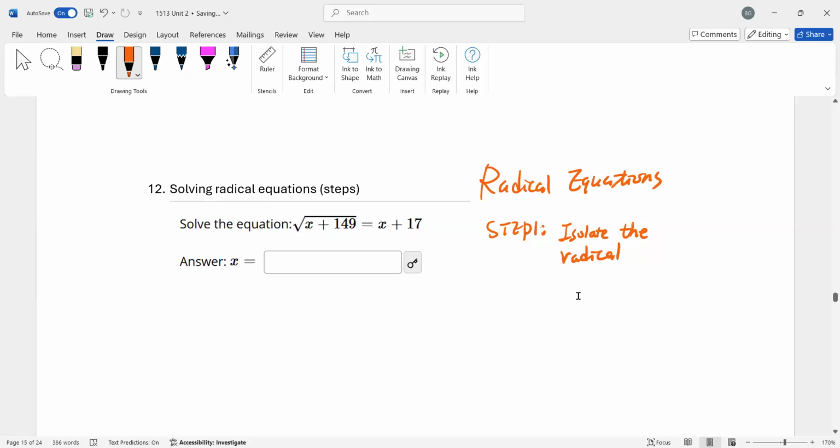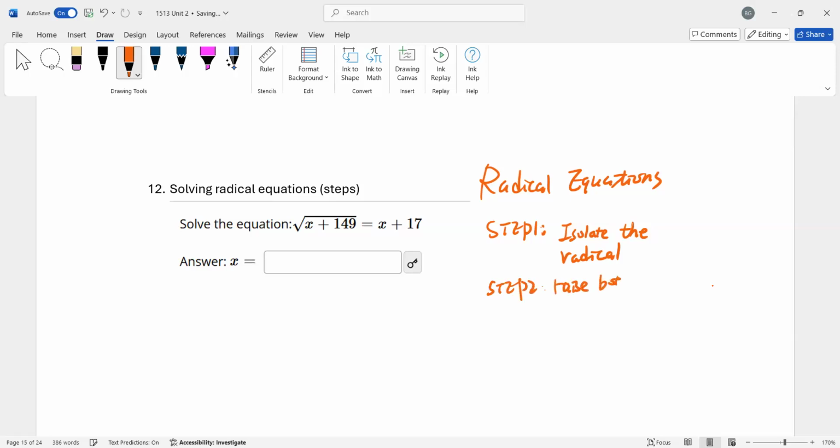And you isolate that radical. Sometimes it's already isolated, like this one. On the left side of the equation, we have the square root of x plus 149 by itself, and everything else is on the right side. Sometimes it is not there yet, then you have to isolate the radical. That's Step 1.